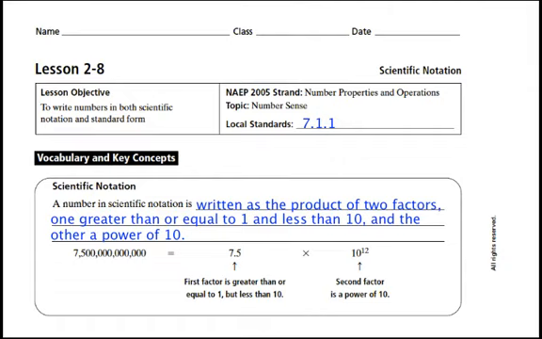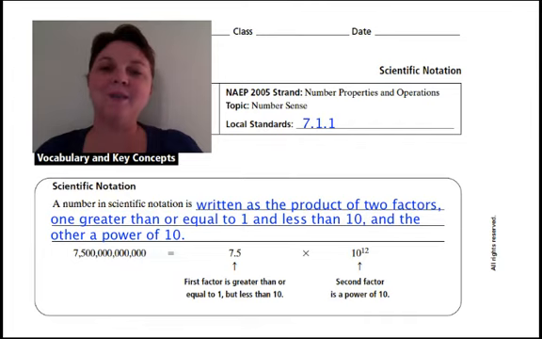Today's vocab is scientific notation. A number in scientific notation is written as the product of two factors, one greater than or equal to 1 and less than 10, and the other a power of 10. We'll get into this a little bit more as we go, and I think it'll make more sense in just a few examples. Pause the video at this time if you need more time to copy down these notes. Don't forget to write your question so that you have one tomorrow in class.